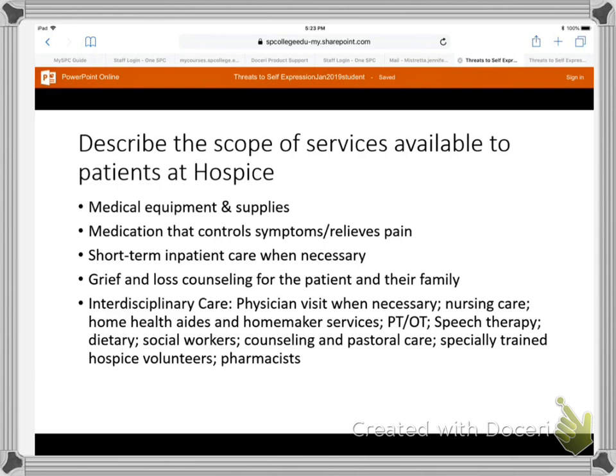So they'll also give any hygiene supplies, diapers, chucks, all the creams and lotions that you have at the hospital.